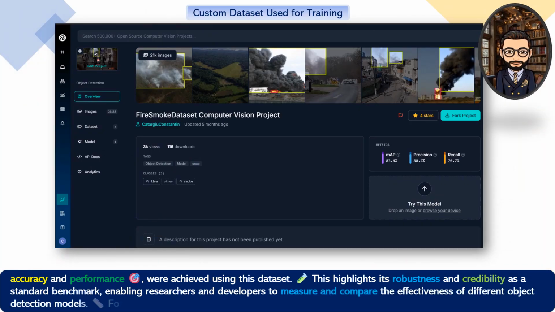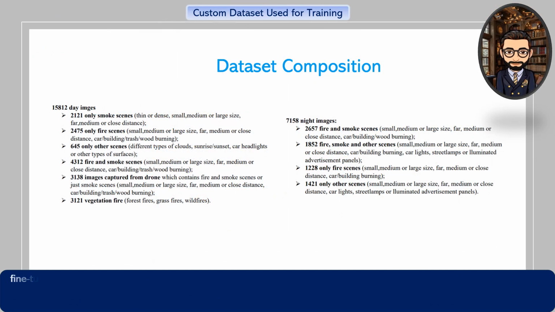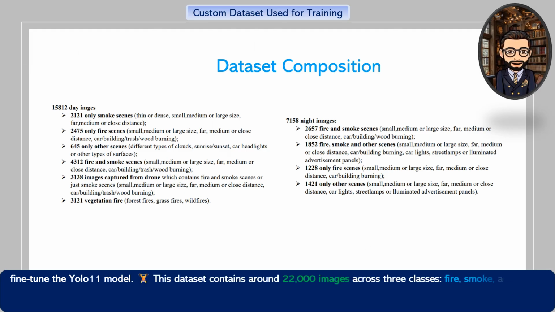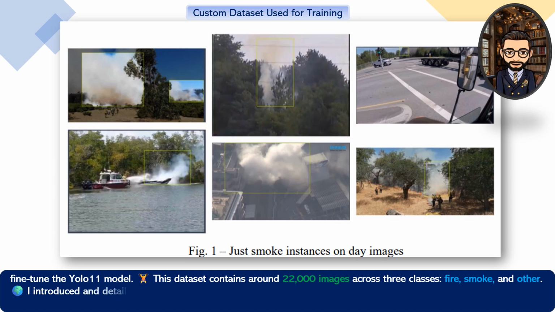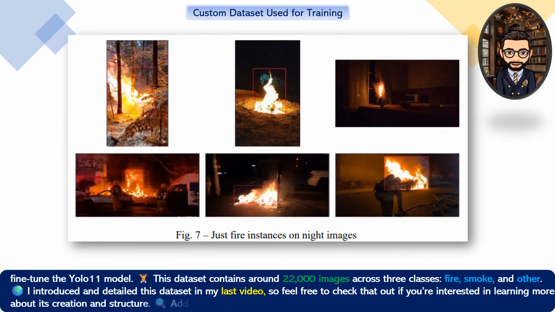For this tutorial, I'll be using my custom fire and smoke dataset, hosted on Roboflow, to fine-tune the YOLOv11 model. This dataset contains around 22,000 images across 3 classes: fire, smoke, and other. I introduced and detailed this dataset in my last video, so feel free to check that out if you're interested in learning more about its creation and structure.